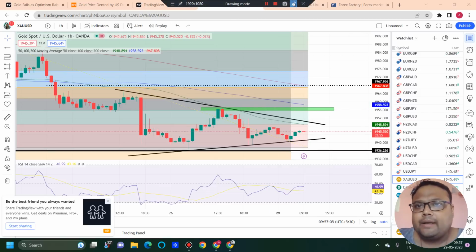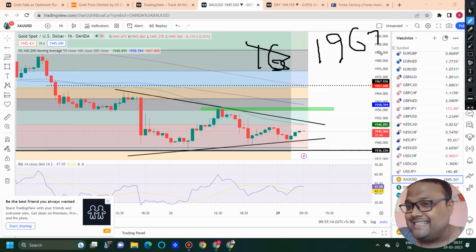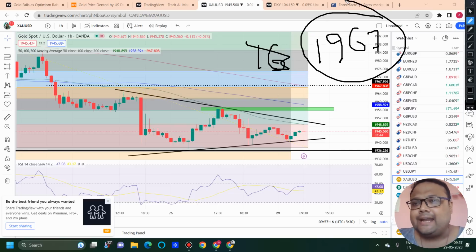Secondly, if market moves up, then we have two reliable levels. First of all, not 1670, first of all 1967. Around 1967, it can be 1968 also, it can be 1966 also. Around 1967, we have the reliable resistance, or we have a good amount of sellers present around this area.